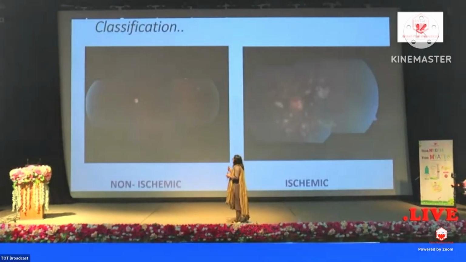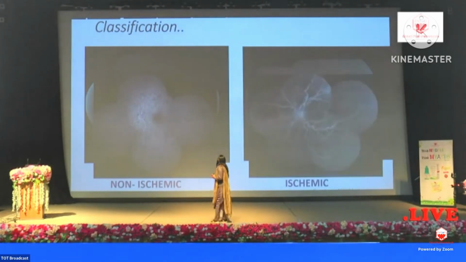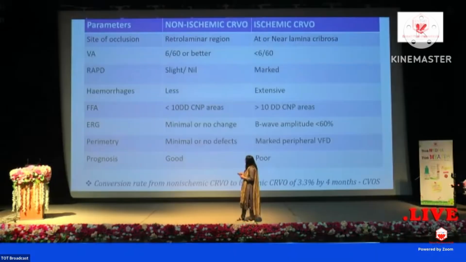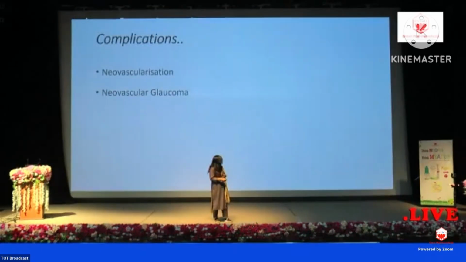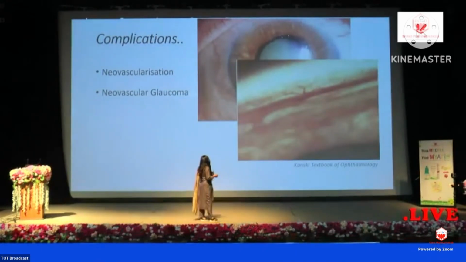CVO study classified a CRVO into ischemic and non-ischemic types. Non-ischemic being more common. The ischemic one is defined as more than 10 disc diameters of nonperfusion, with RAPD defects and visual field defects. They are more marked in the ischemic type. The conversion rate of non-ischemic to ischemic CRVO is 3.3% by 4 months. It may lead to complications such as NVI, NVA, leading to neovascular glaucoma, macular edema, etc.